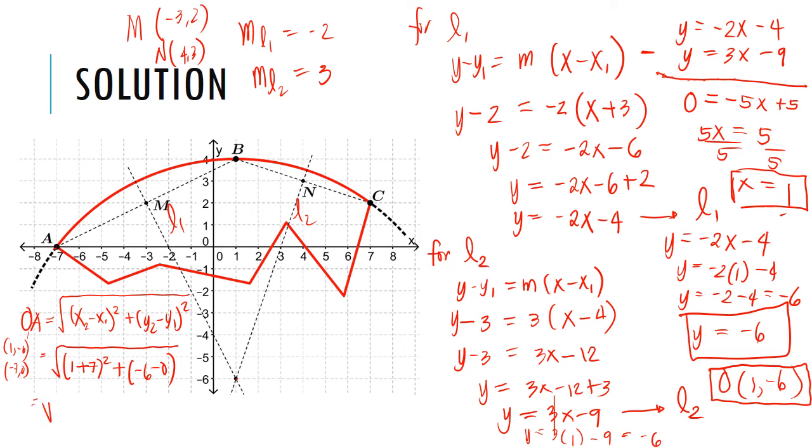The radius is equal to the square root of 1 plus 7 is 8 squared, plus negative 6 squared. So that is equal to 64 plus 36, which is equal to the square root of 100, so the radius of the circle is actually 10. So our center is point O, which has coordinates 1, negative 6, and the radius is 10.